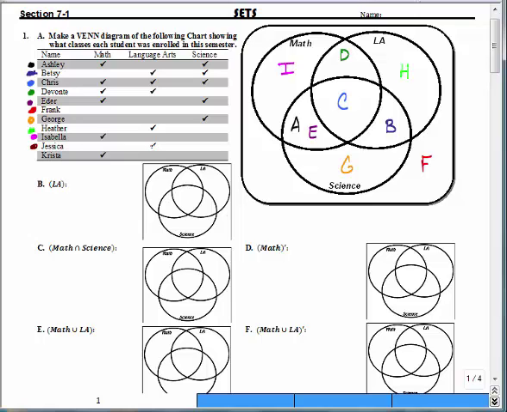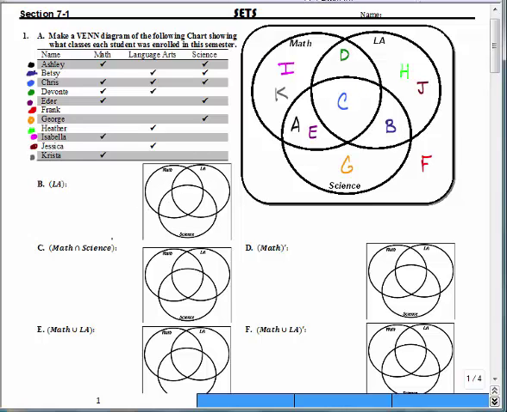Jessica is only in language arts, so that would be up here with the H. And finally, Krista is only in math, just like Isabella. So basically that's where everybody belongs.